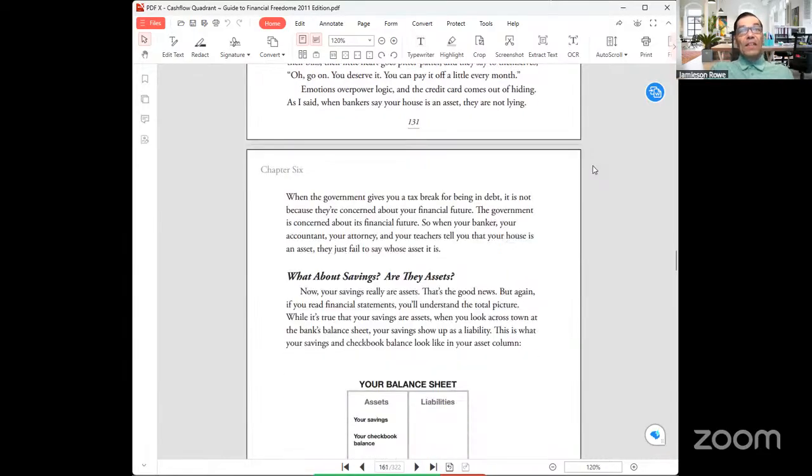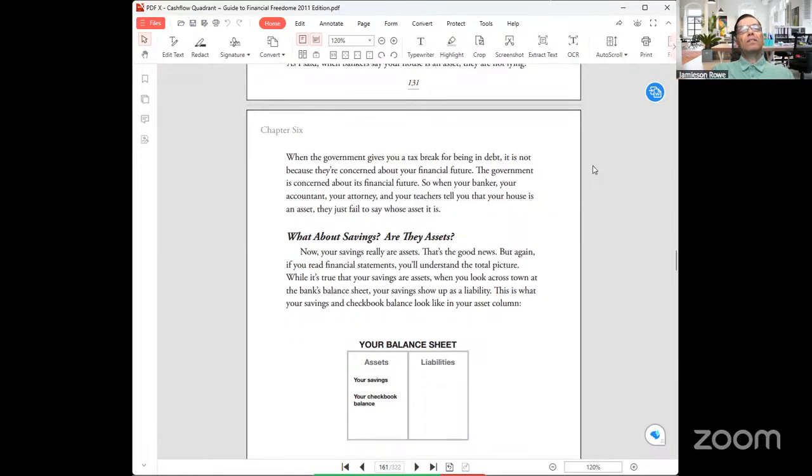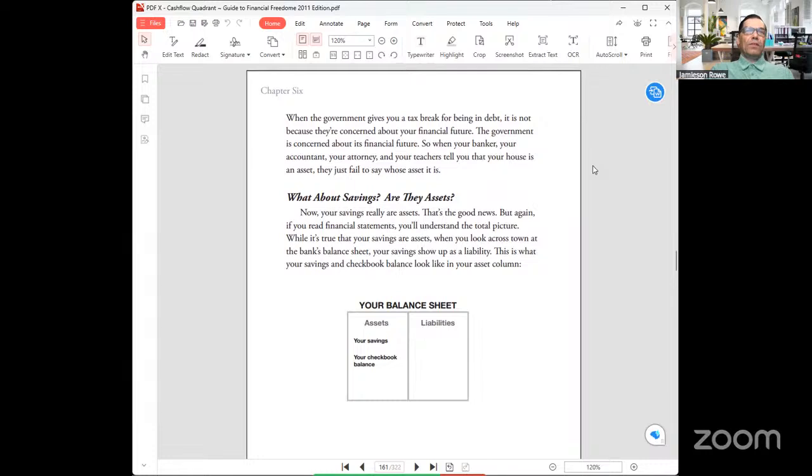What about savings? Are they assets? My savings in the bank, this should be an asset. Now, your savings really are assets. That's the good news. But again, if you read financial statements, you'll understand the total picture.